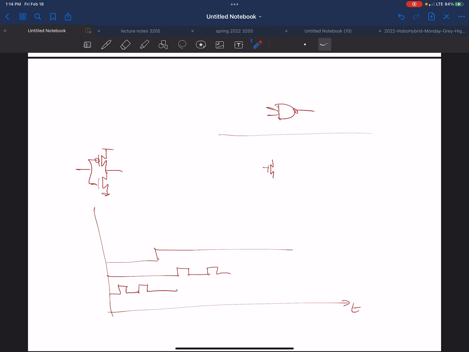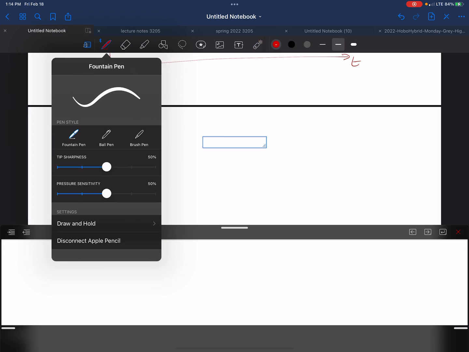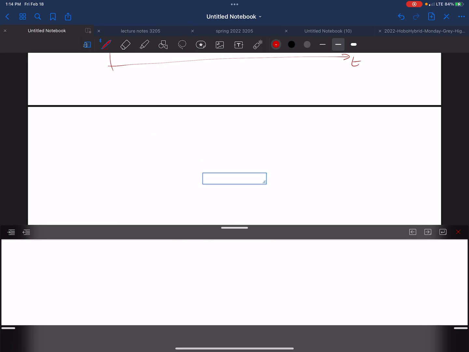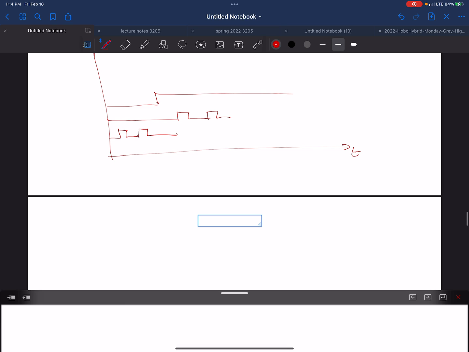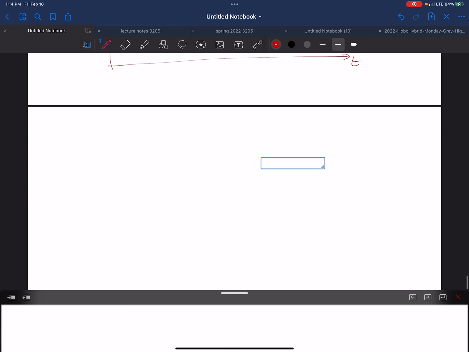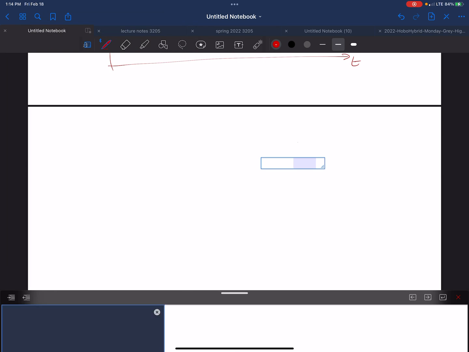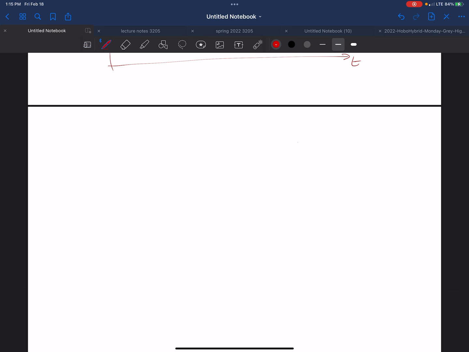So going back to when I say make an inverter, whoops, what the heck happened? Great. I don't even know what that is. What did I just do?